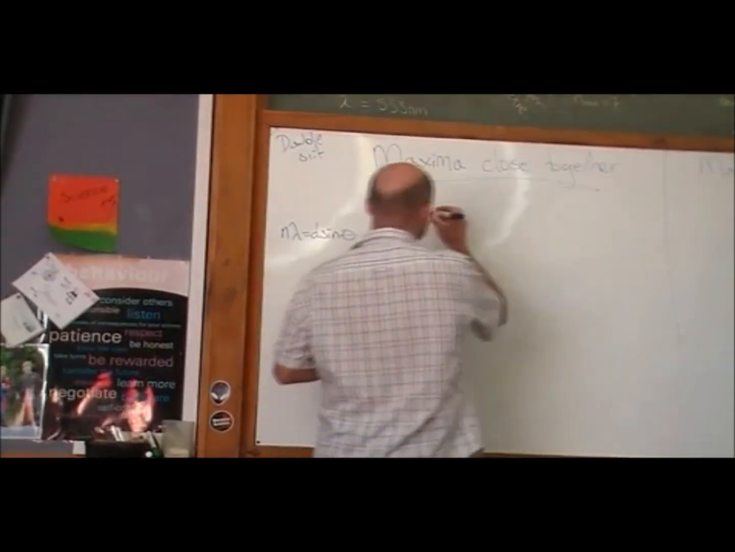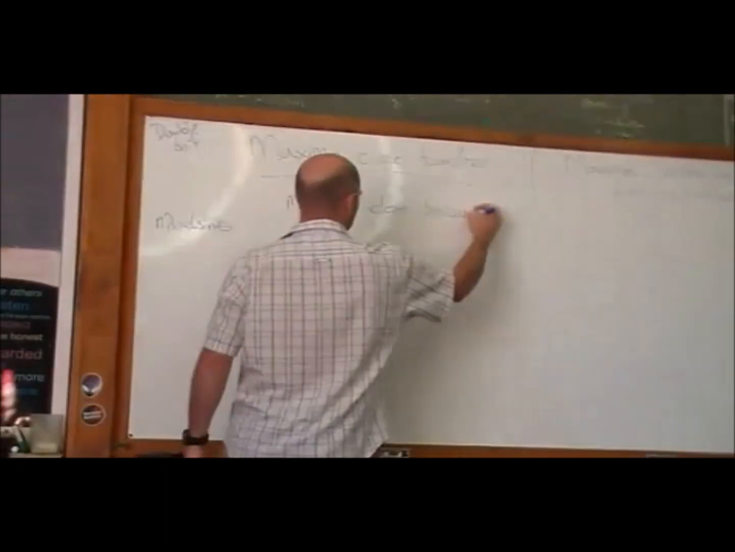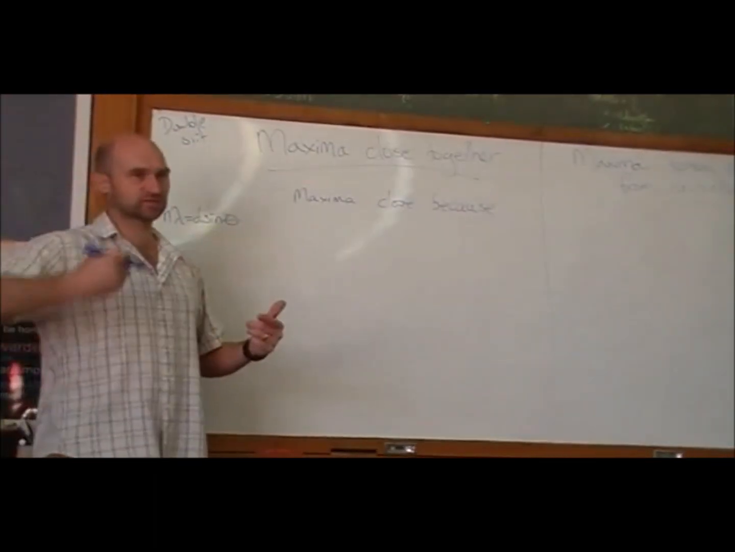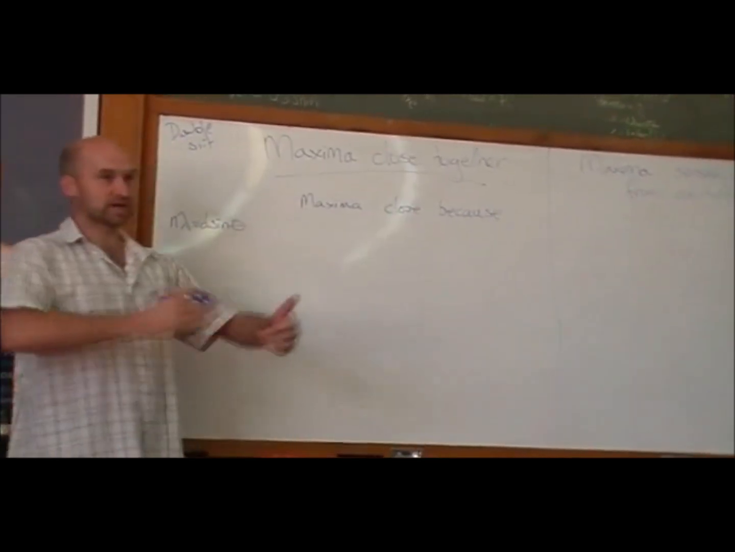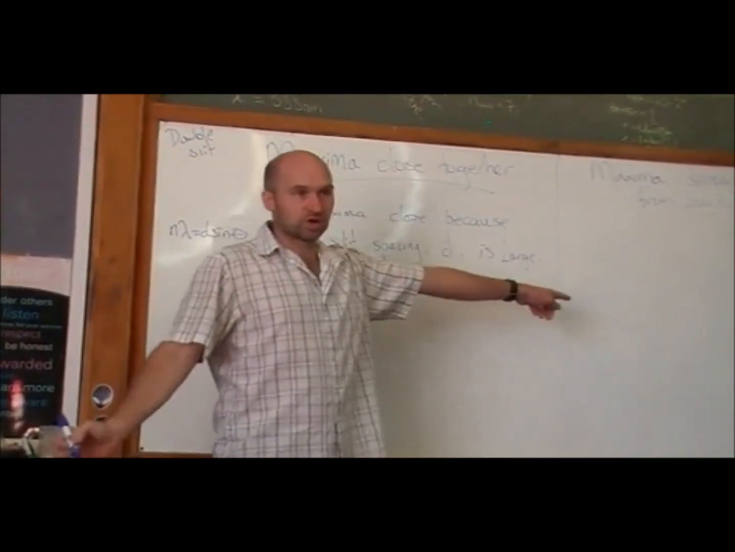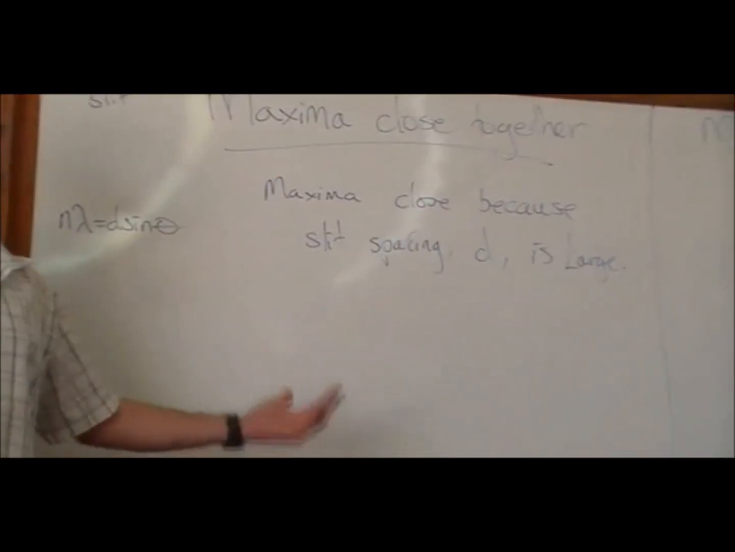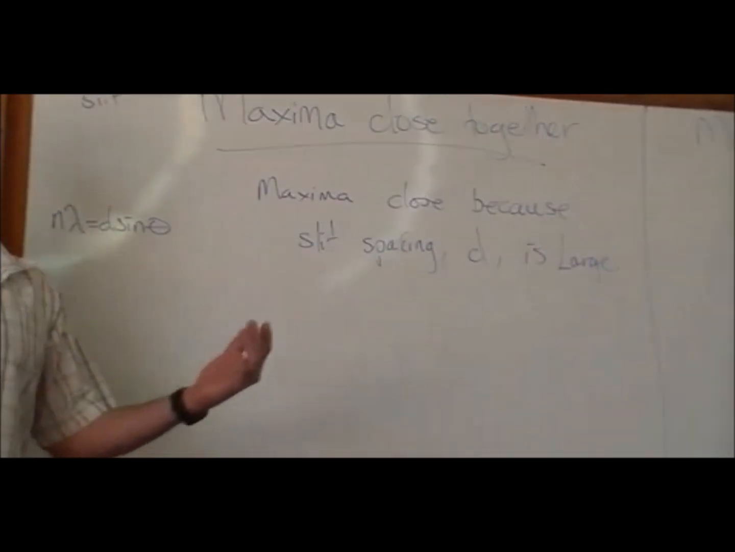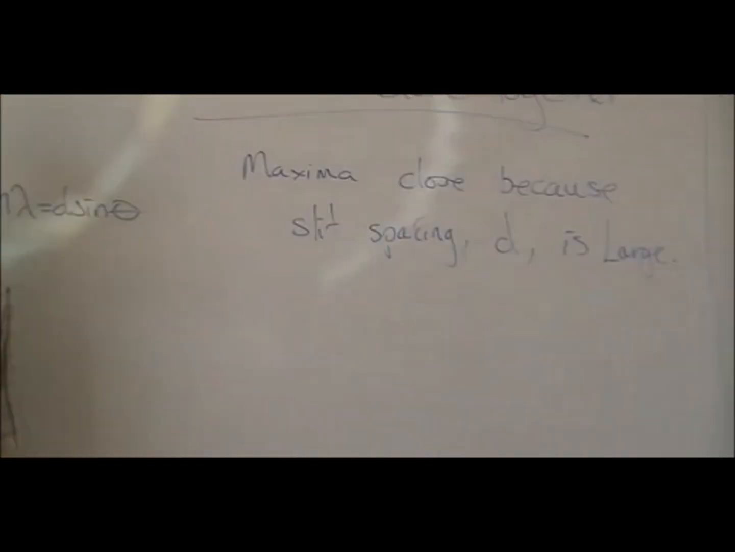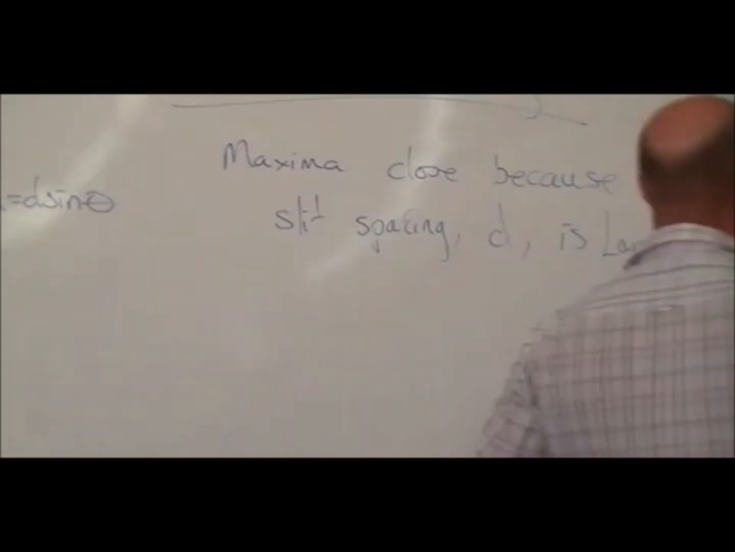So the maxima are close together because the slit spacing, the distance from one slit to the next one, is big. Whereas on the diffraction grating, what happens if we have to cram in 200, 300, 600, 1,000 lines per millimetre? What must happen to the spacing between them? It's got to decrease.